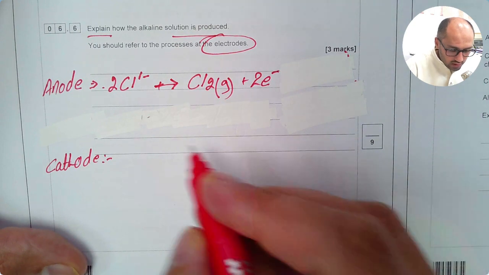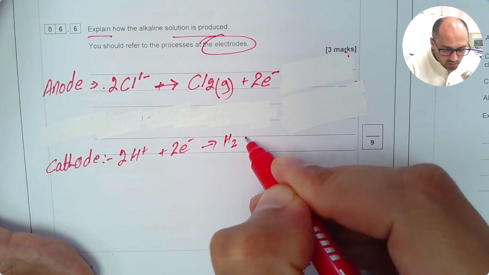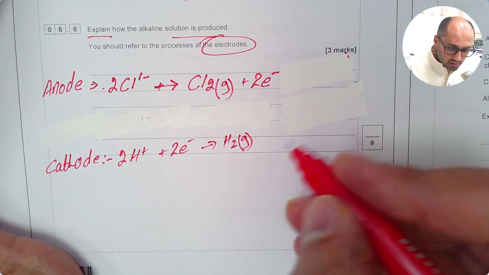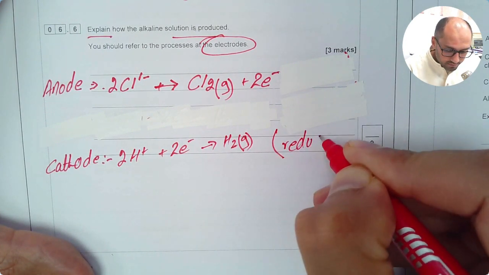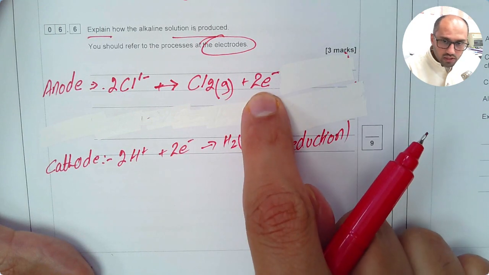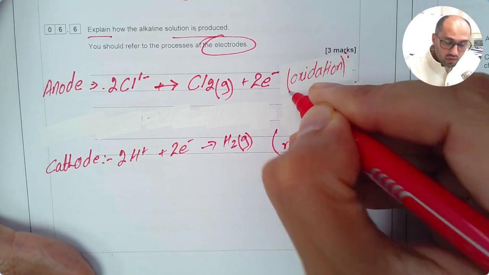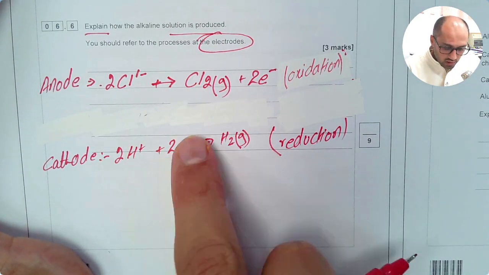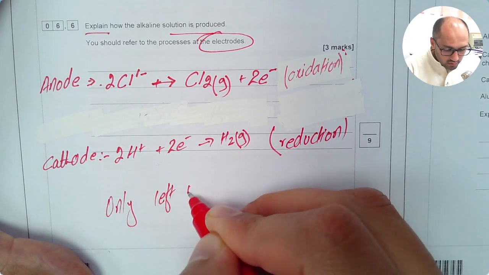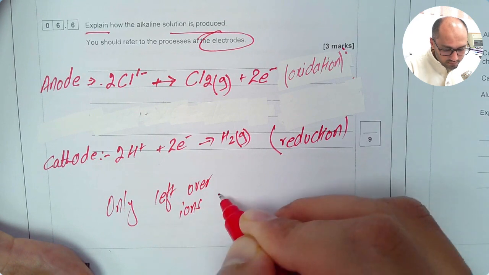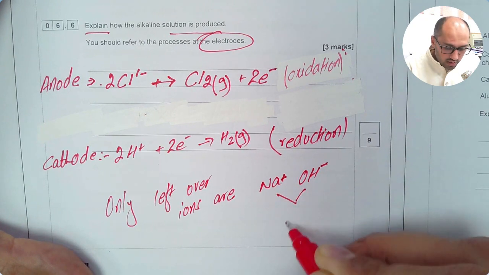At the cathode, 2H+ will gain 2 electrons and they'll change into H2 gas. Now in this case, we can say this is gain of electrons, so gain of electrons is reduction. Here it is loss of electrons, and that is oxidation. So if chloride ions are removed and hydrogen ions are removed, the only leftover ions are Na+ and OH−, and they together make NaOH.